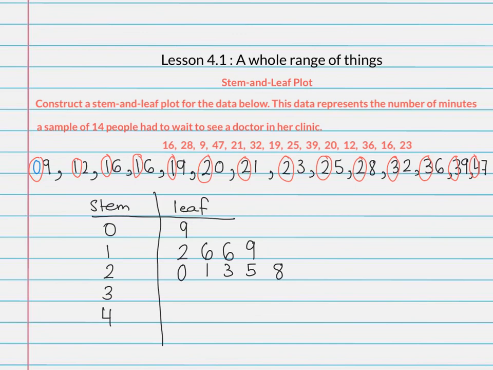We move to 32. 32, stem 3, leaf 2. 36, stem 3, leaf 6. 39, stem 3, leaf 9. Then 47, stem 4 and leaf 7. We cannot finish the stem and leaf plot without a key. We pick any value. I'm going to pick 1 dash 2 represents 12 minutes. Again, you pick any value, it's not necessarily 12.